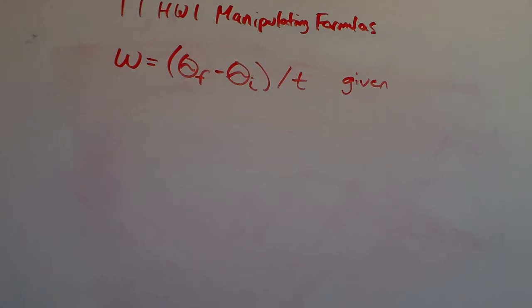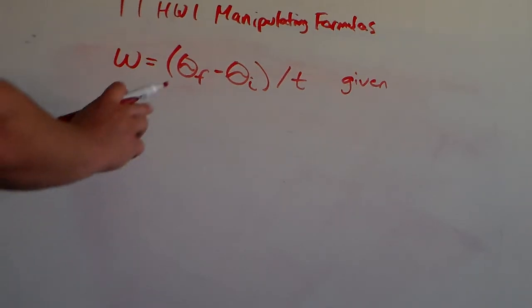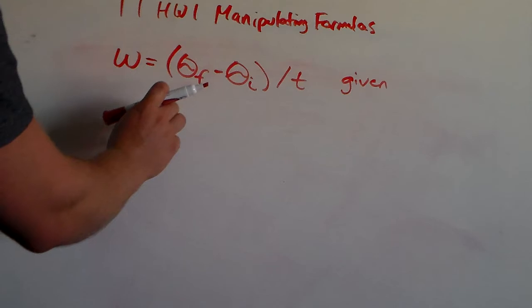Alright, in problem number 3, we're talking about the formula for finding the angular velocity, which looks like a W there, and the measure of how quickly an object moves through the angle. This includes the final angle, theta, with a subnotation of F for final, with the initial angle, theta, with a subnotation of an I, which stands for the initial angle, and T stands for time in this problem.